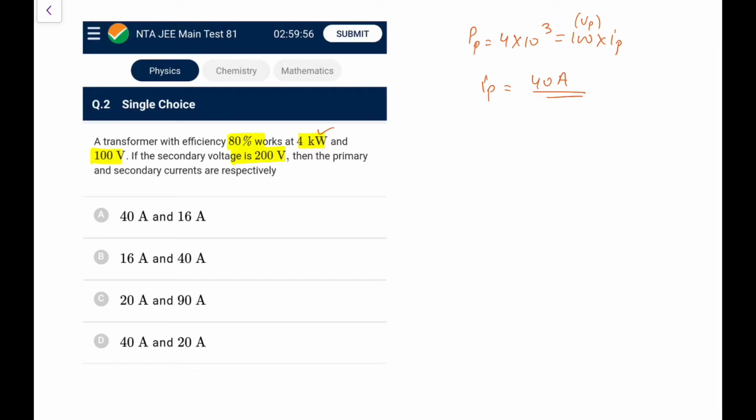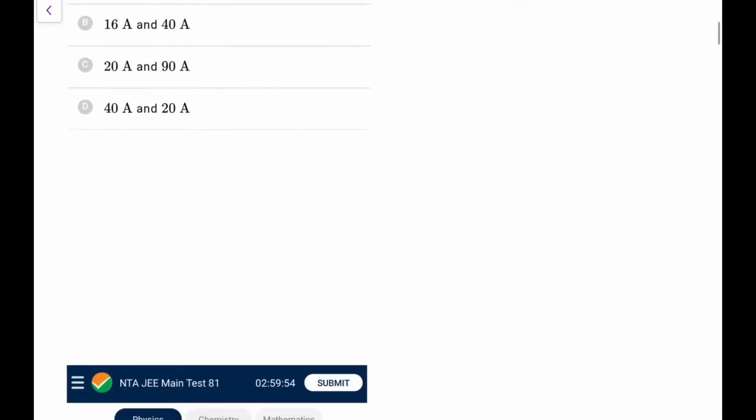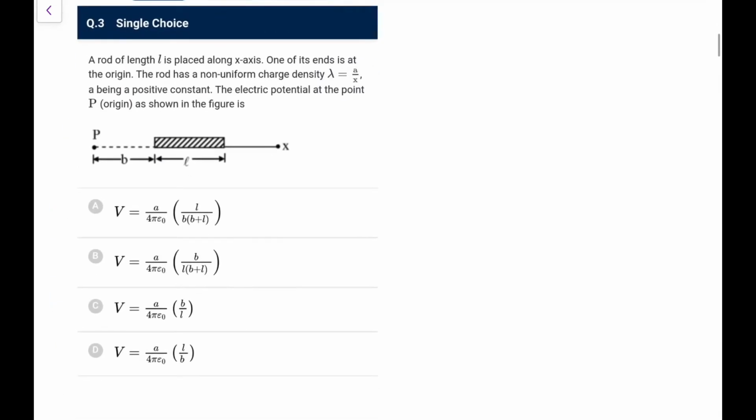Now for the secondary, because of 80%, we have 0.8 into 4 into 10 to the power 3, that would be 200 into Is. So Is comes out as 4 into 0.8 is 3.2, that is 3200 upon 200. So you will be left with 32 by 2, which is 16 ampere. So 40 ampere and 16 ampere, these are the options. I'll select option A. Next.